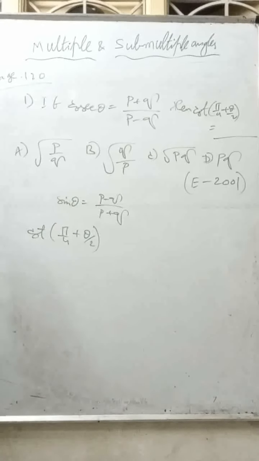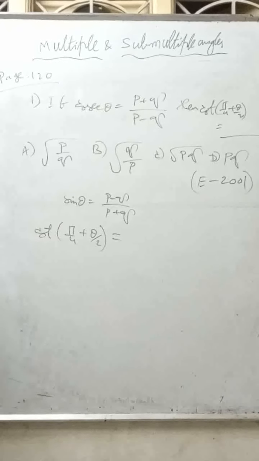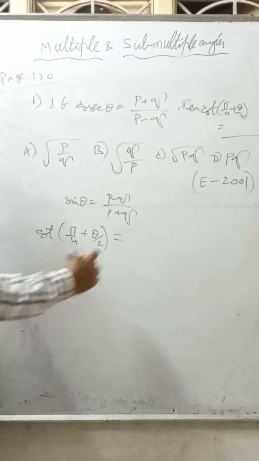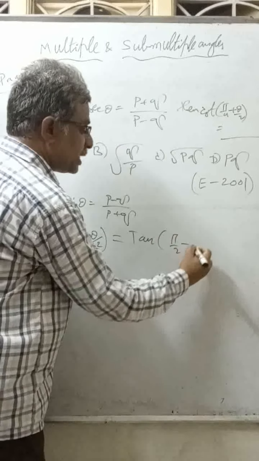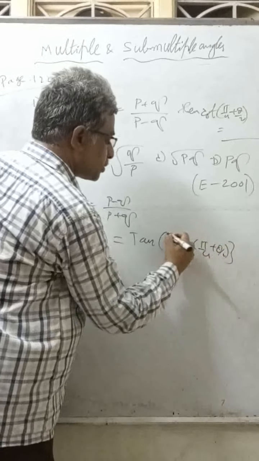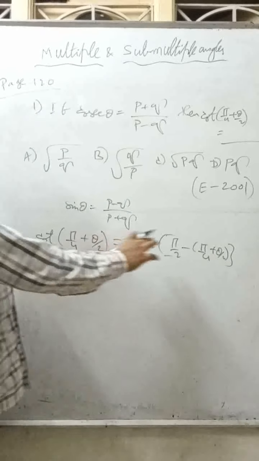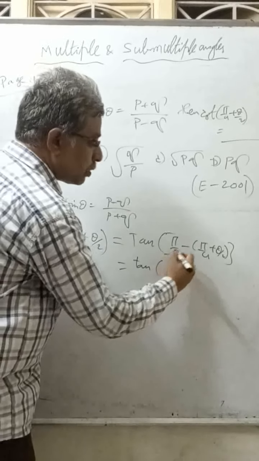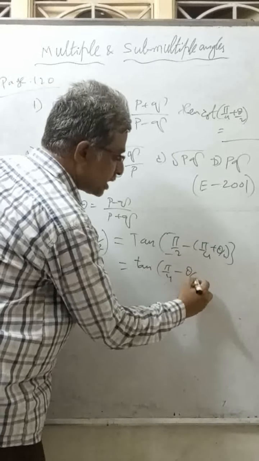Just now only we discussed tan of pi by 4 minus theta by 2. This is that only. Observe. Cot theta is tan 90 minus theta only. So tan of pi by 2 minus of pi by 4 plus theta by 2 I can write. Cot theta is tan 90 minus theta. If I take LCM and apply, simplifying, what do I get? Pi by 2 minus pi by 4 becomes pi by 4 minus theta by 2.